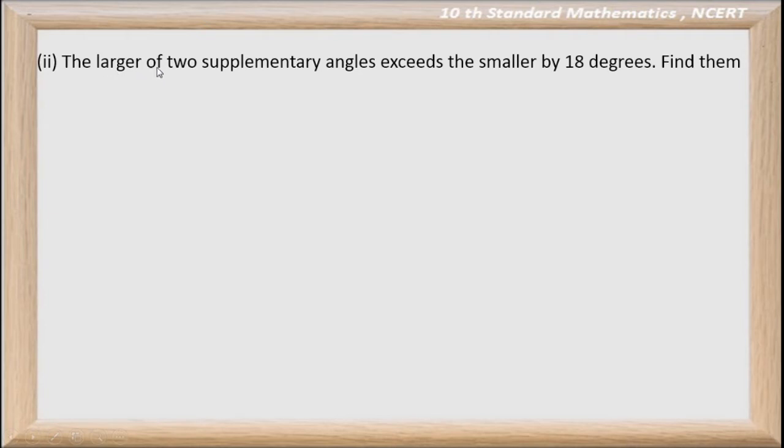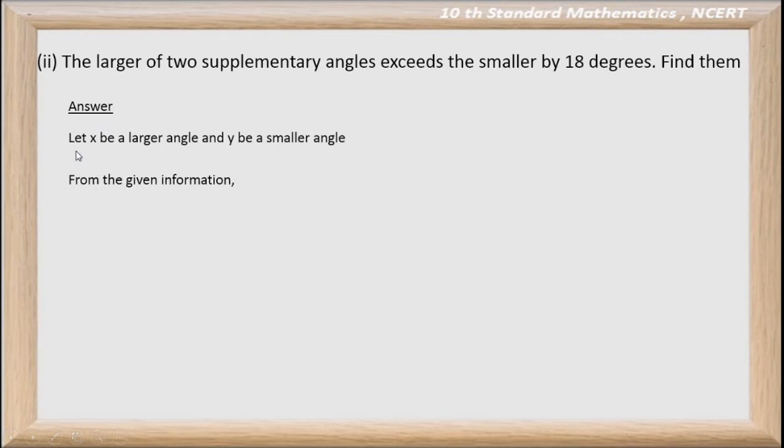The next problem: the larger of two supplementary angles exceeds the smaller by 18 degrees. Find them. From this statement, we have to make the linear equations. Then we have to find the angles. What are the two angles? How will we form that? The larger of two supplementary angles exceeds the smaller by 18 degrees. So the sum of supplementary angles is how much?